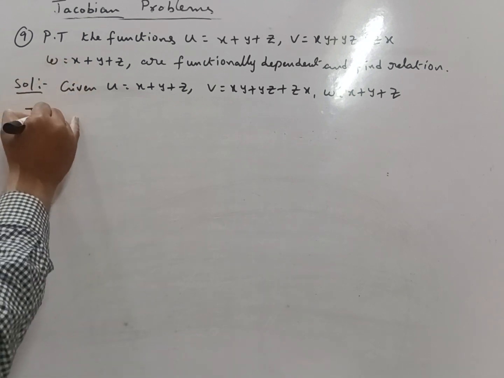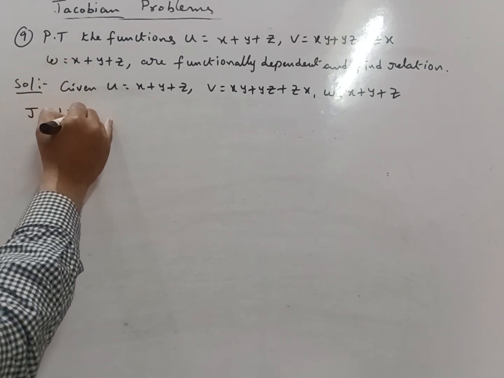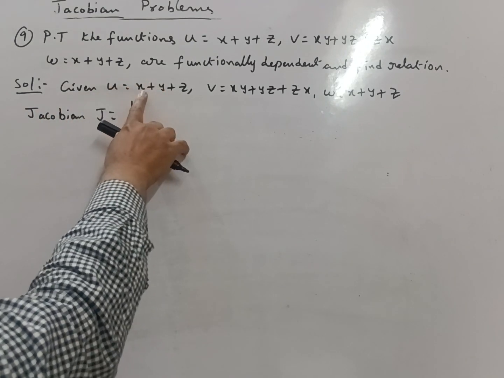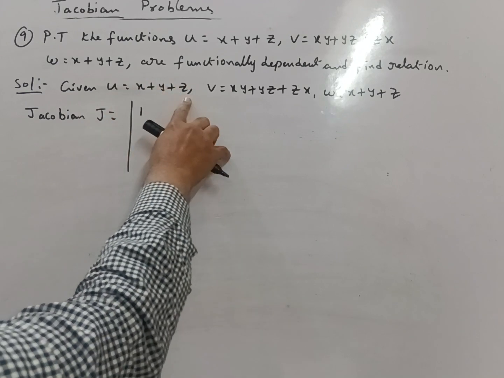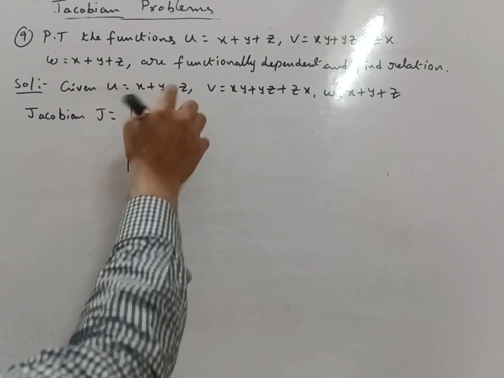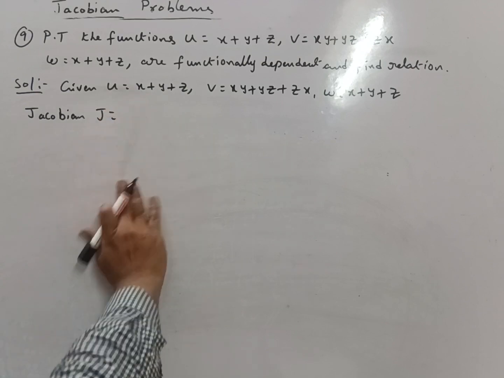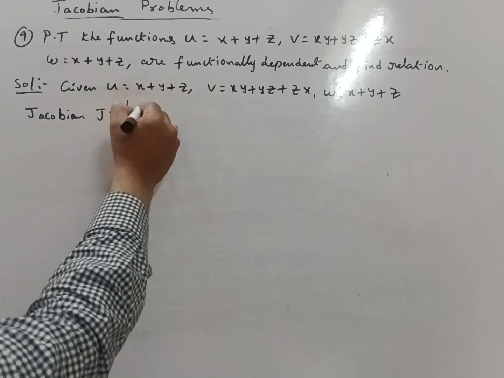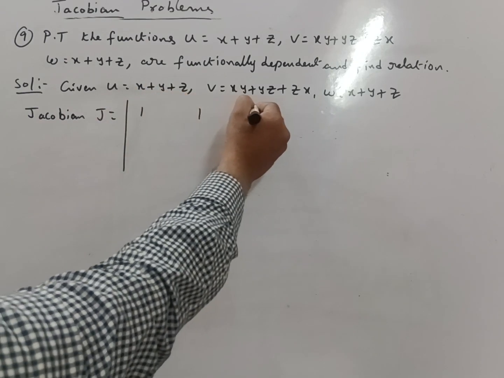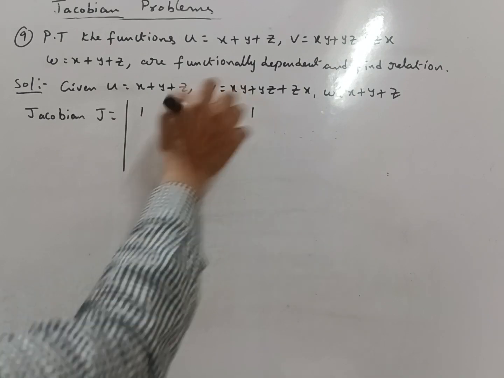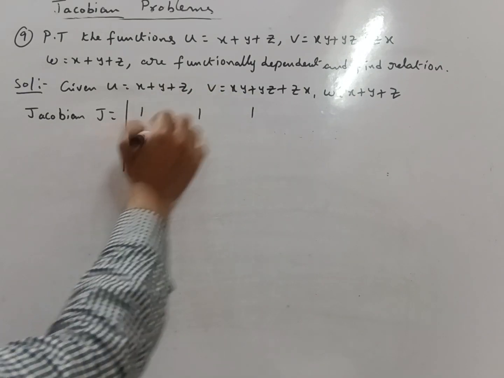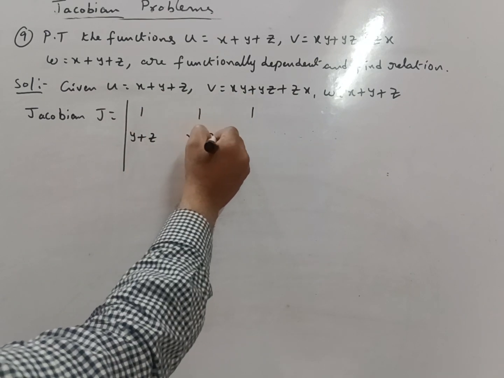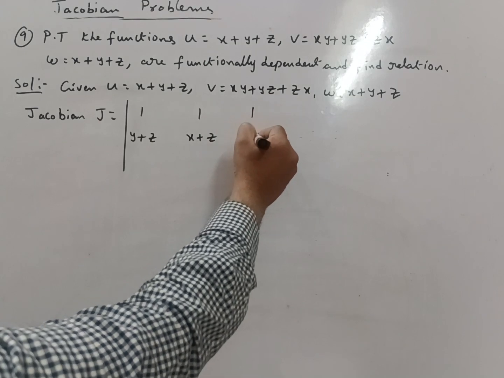So Jacobian J is equal to the determinant with ∂u/∂x, ∂u/∂y, ∂u/∂z. You know the formula for three variables. ∂u/∂x is 1, ∂u/∂y is 1, ∂u/∂z is 1. V with respect to x, I get y plus z. V with respect to y, I get x plus z. V with respect to z, I get y plus x.